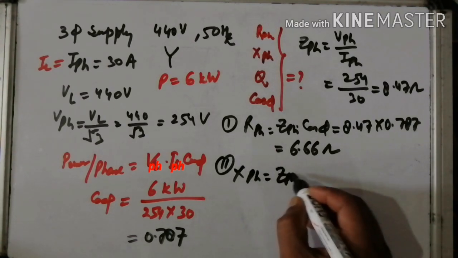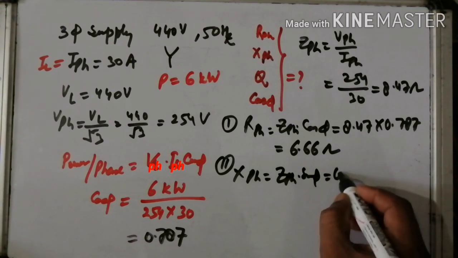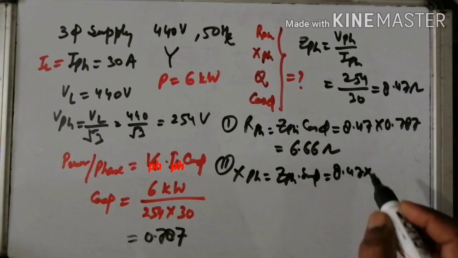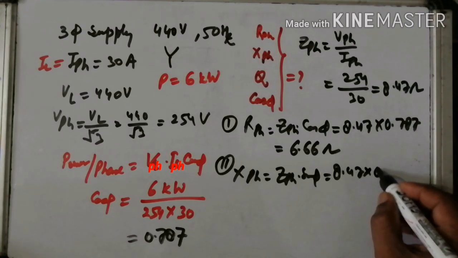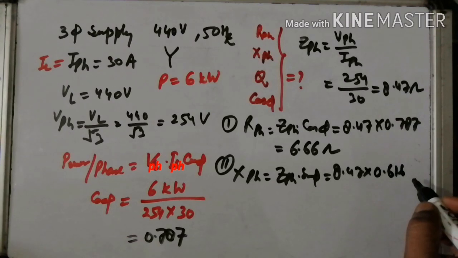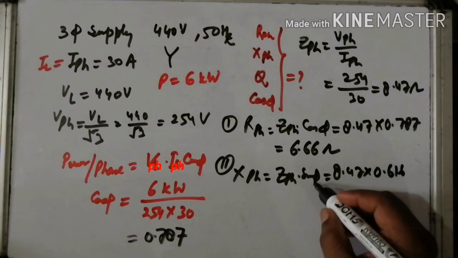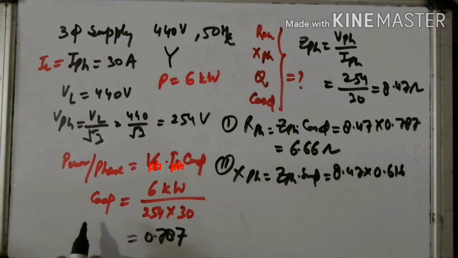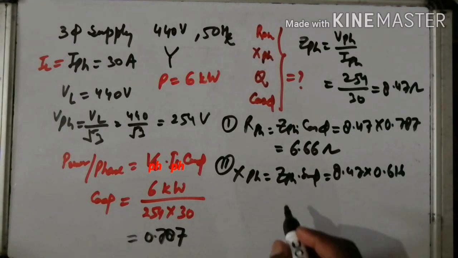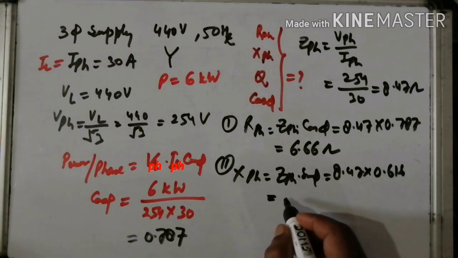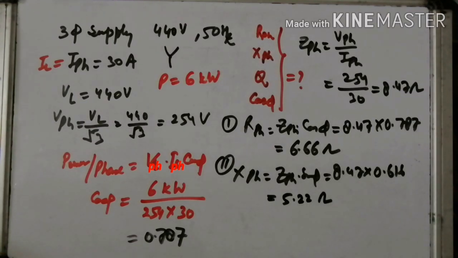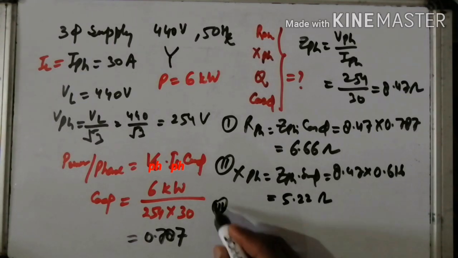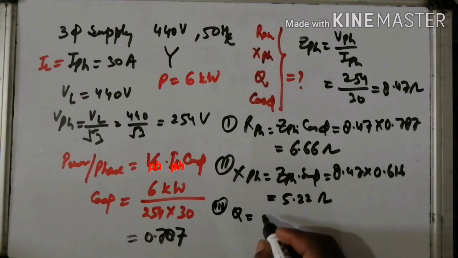Now the XPH, it is the second part, reactance, ZPH into sin phi. It is 8.47 into sin phi. Sin phi is 0.616. We can calculate the value of sin phi with the help of square root of 1 minus cos square theta. It is 5.22 ohm. Now the reactive power, that is the third part.